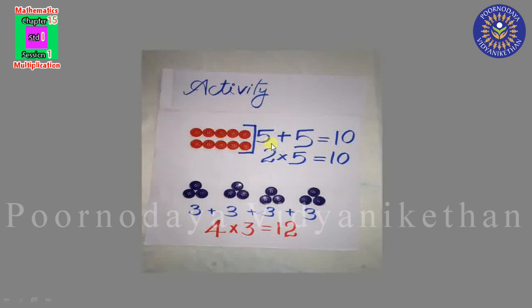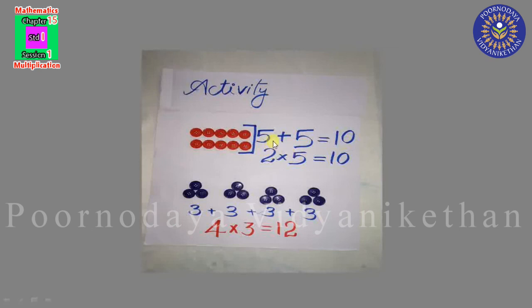Clear? So, 5 plus 5. Can you tell me how many buttons there are in total? 1, 2, 3, 4, 5, 6, 7, 8, 9, 10. Altogether 10 buttons. That means 5 plus 5. In the first row there are 5 buttons. The second row also has 5 buttons. So 5 plus 5, 10.